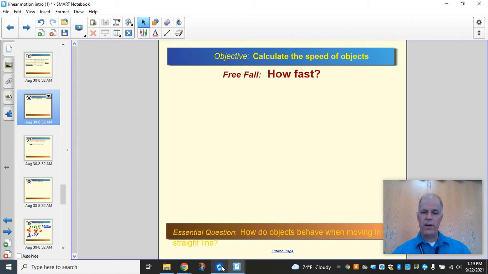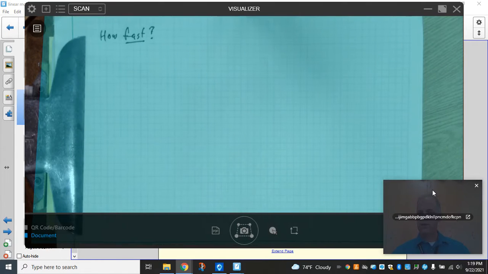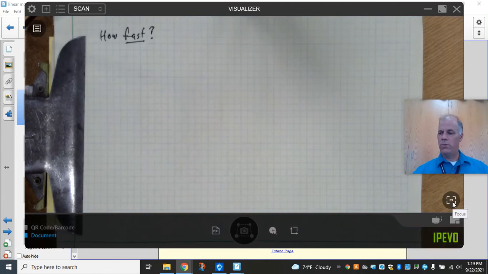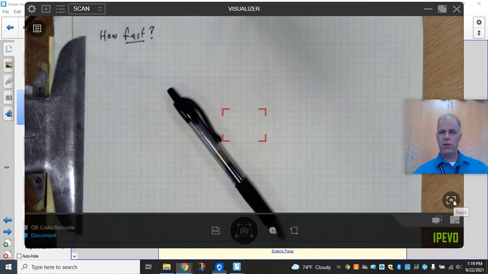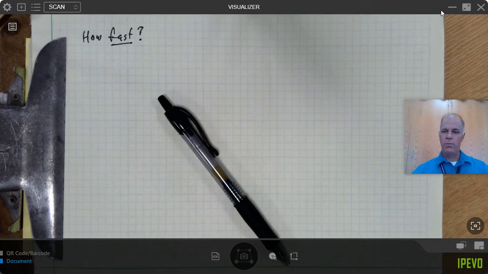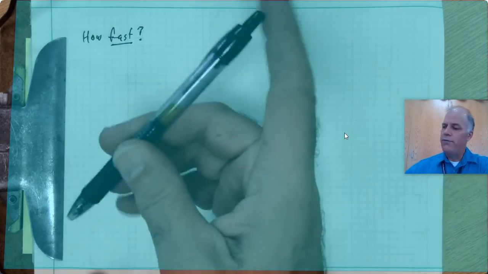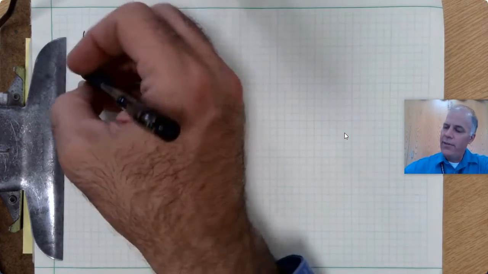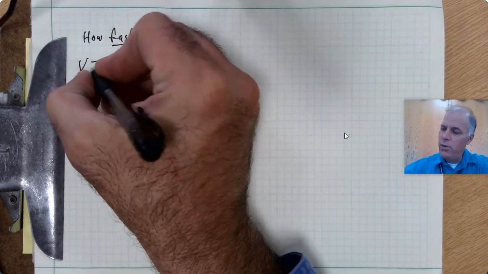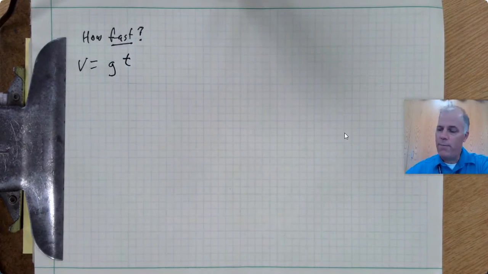Now, I'm going to switch over here to a pad of paper so we can see what we're doing. Let's do a focus again, make sure it all looks good. There we are, very nice. Okay, so the first equation is for how fast, and this equation is v equals gt. That's it. Now, what do these stand for?